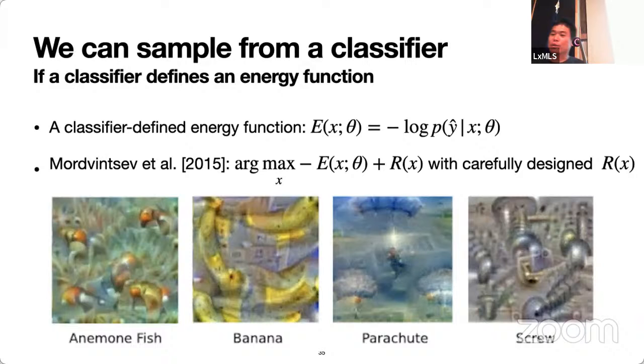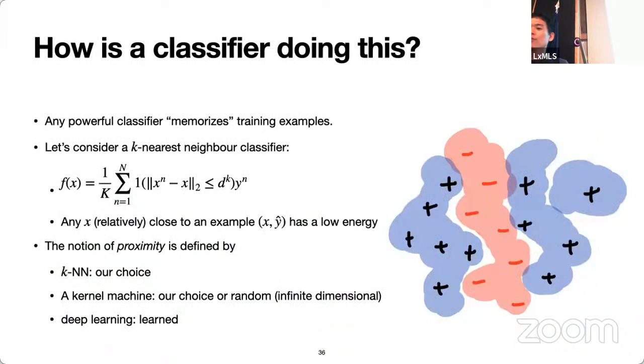So, it was very informative generally. But still, they didn't look really well. So in order to talk about this, we have to talk about how this classifier is doing this, right? It turned out we thought we were training a classifier, but we were in fact training all these generative models ourselves. And the reason is because any powerful classifier has to memorize training examples.